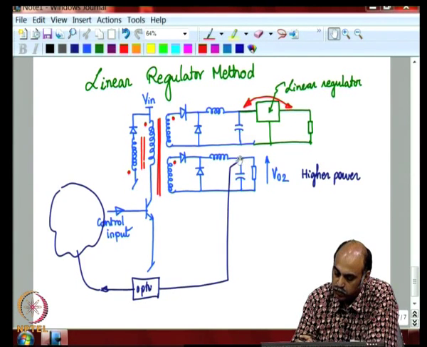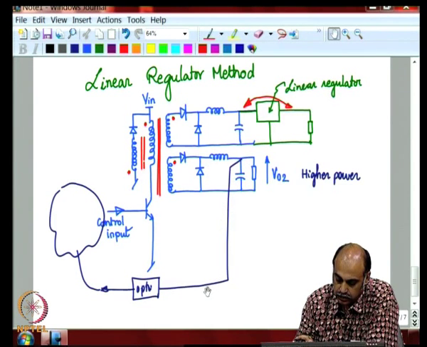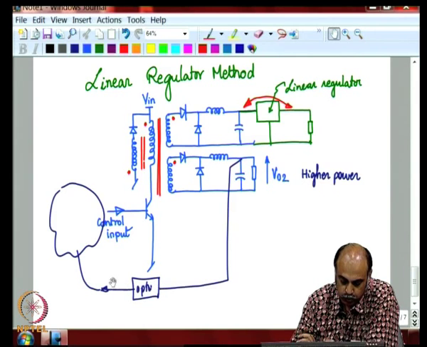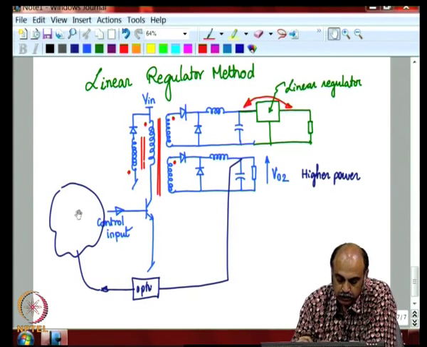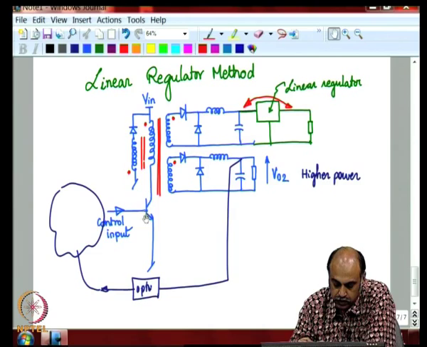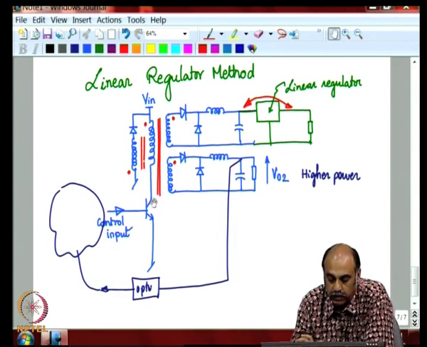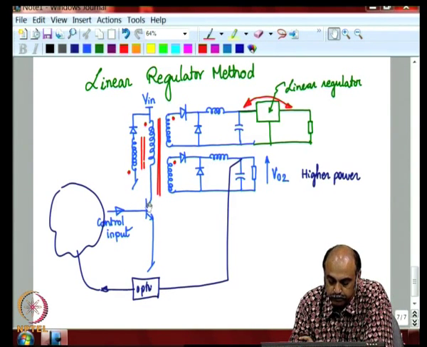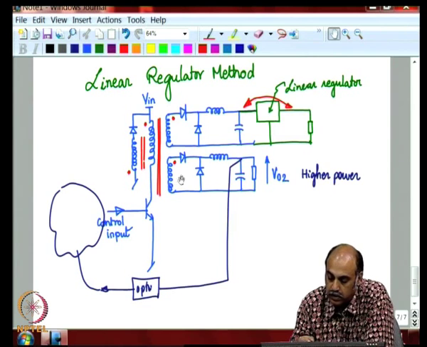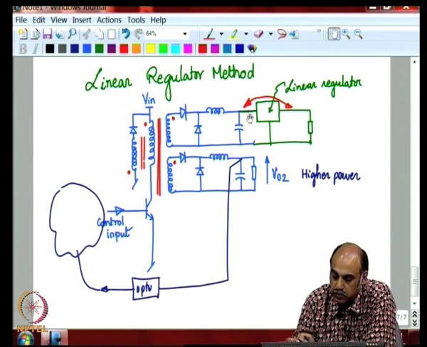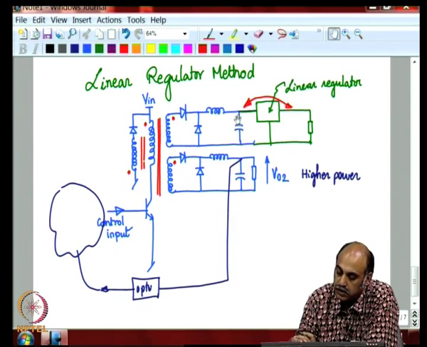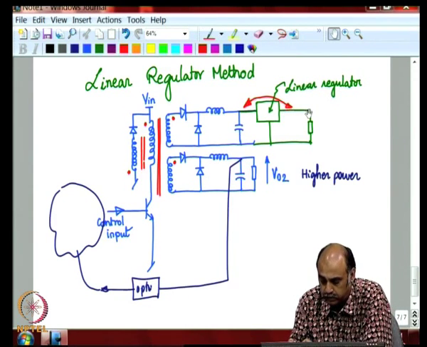The higher power portion is automatically getting regulated because that voltage is fed back through the opto, given to the controller, which gives the proper control signal to modulate the drive duty cycle here. So, on adjusting the duty cycle here, not only does this change, this would also change, but the variation here is regulated by this linear regulator.